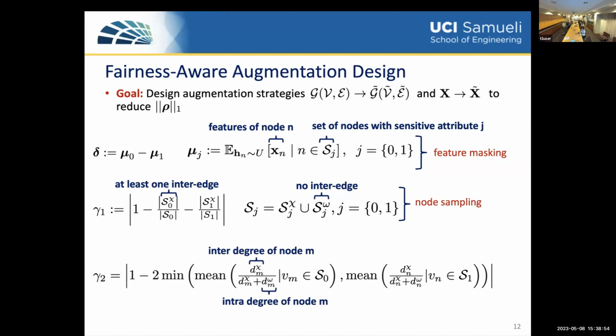Gamma 2 says inter and intra degree matters. Basically, who are my neighbors matters. Then this leads to design edge augmentation schemes. Here I will skip the details of the augmentation design, but I can go over them in the end if needed. The basic idea is using these three terms to sample the features, nodes, and edges in order to make these three terms smaller.